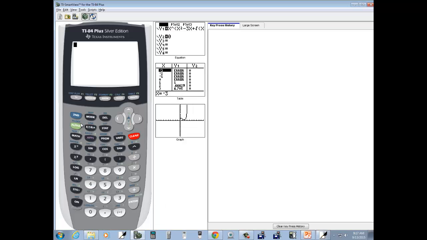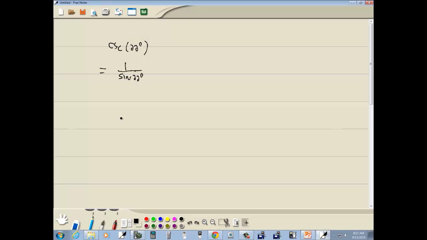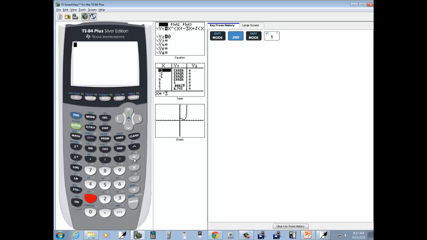1 divided by sine 22 degrees. Let's make sure we're in degrees. So I'm pressing my mode, and mine says degrees. If yours doesn't say degrees, down arrow to that line, right arrow, put your flashing cursor on degree and press enter 1 time. There's other ways you could do that, but I like to specifically choose which mode I'm going to be working with so I don't have to worry about putting the degree mark on there. So 1 divided by sine of 22, and then press enter.